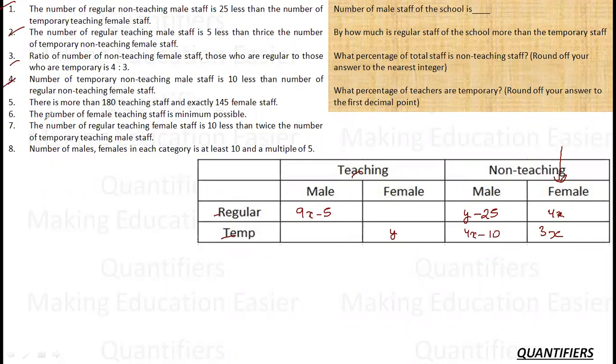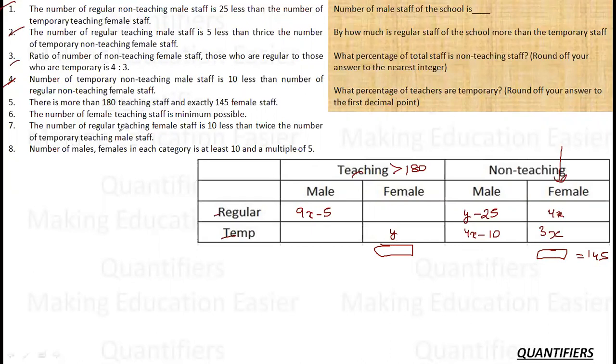Now, there is more than 180 teaching staff, so teaching staff is greater than 180. And further, there are exactly 145 female staff. So female staff here and female staff here, this totality is 145. The number of female teaching staff is minimum possible. So this number is as minimum as possible.